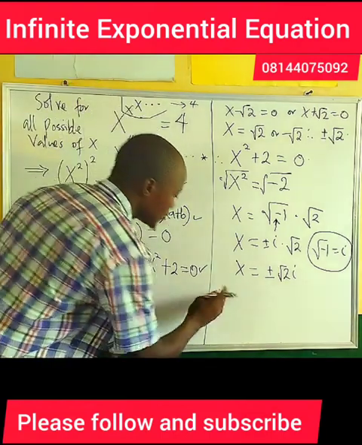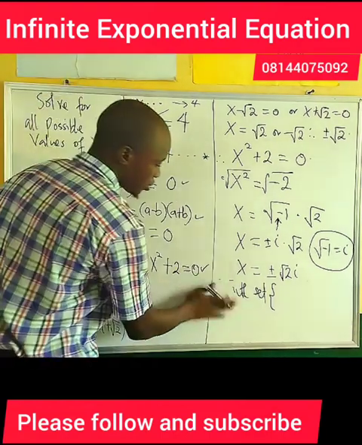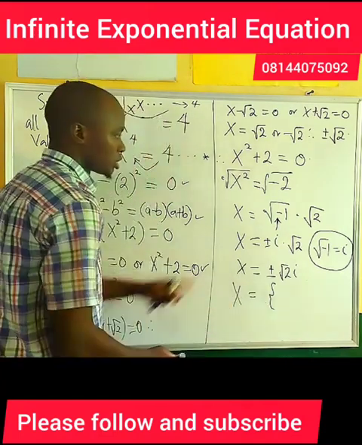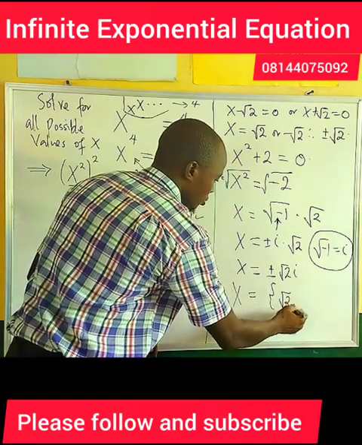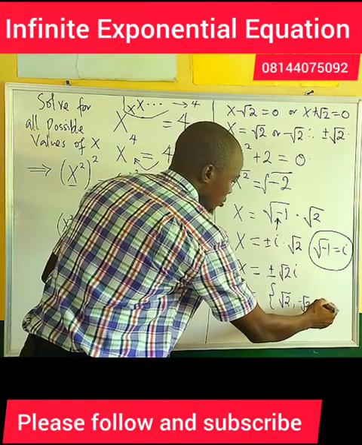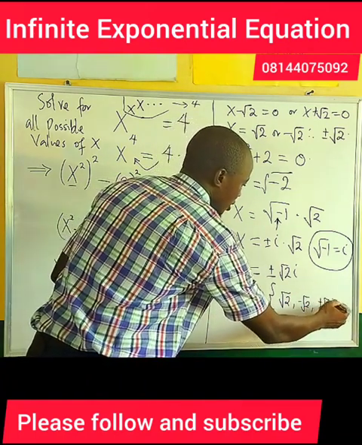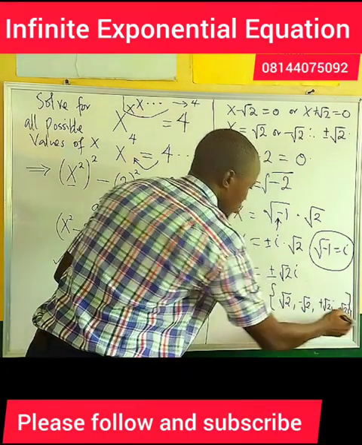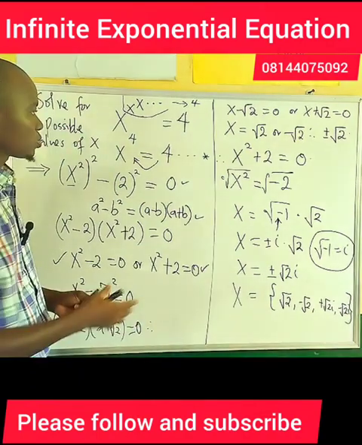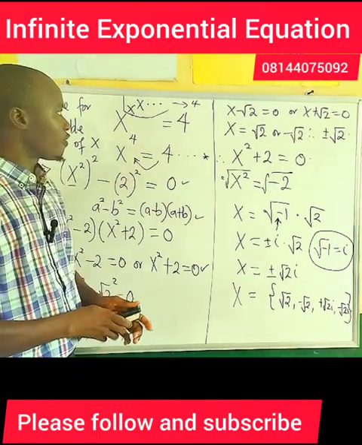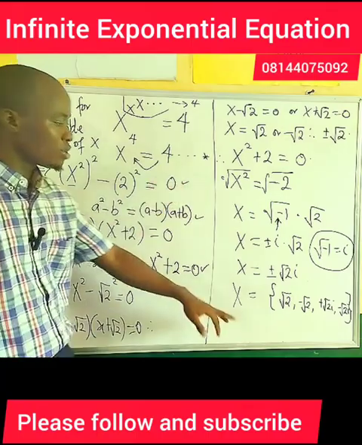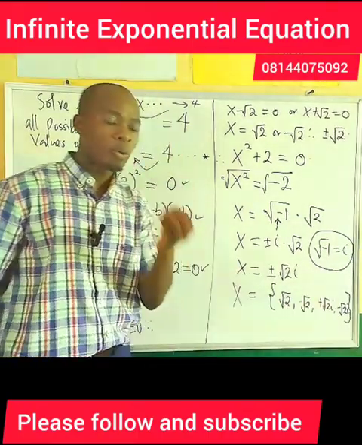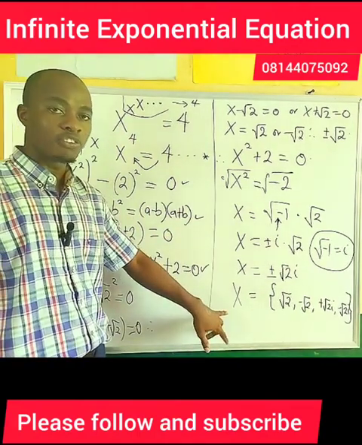So we have these possible values of x: root 2, minus root 2, plus root 2i, and minus root 2i. Those are the solutions to this problem. As you know, we have the power 4, so this is a quartic equation, and we are going to have 4 possible solutions for the value of x.